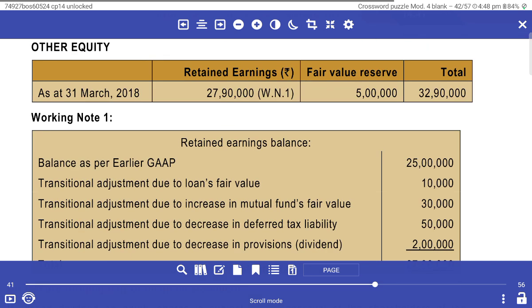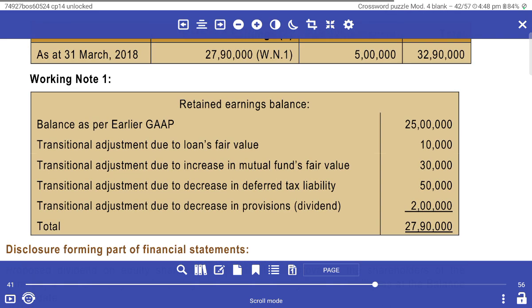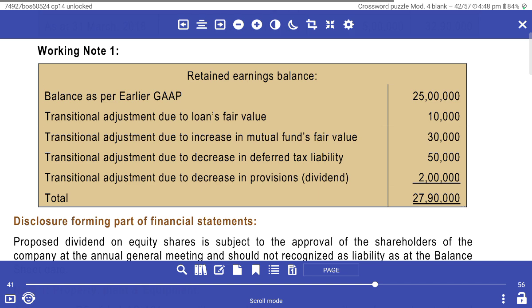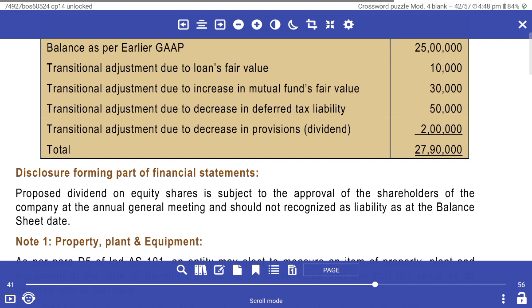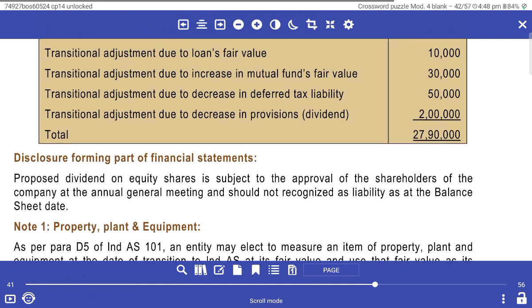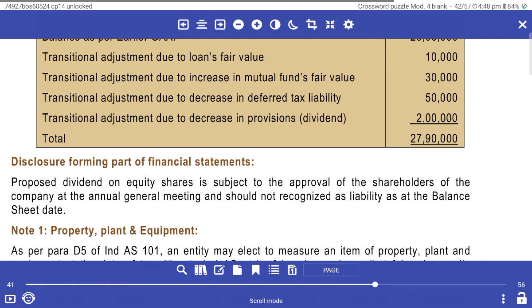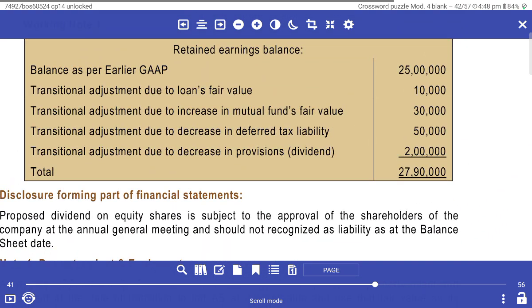Other equity, as per the previous GAAP, retained earnings 2,90,000, present value, fair value 5 lakhs. So both we add, 32 lakhs. Working on other equity: retained earnings balance of the earlier GAAP 25 lakhs. Transition adjustment of loan at fair value, 10,000 added. Transition adjustment of increase in mutual fund value 30,000. Transition adjustment due to decrease in deferred tax liability 50,000, so increase. Transition adjustment decrease in provision for dividend 2 lakhs. So 29 lakhs, 27 lakhs 90,000.